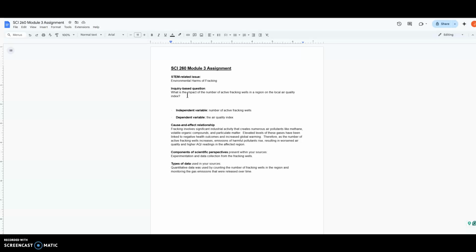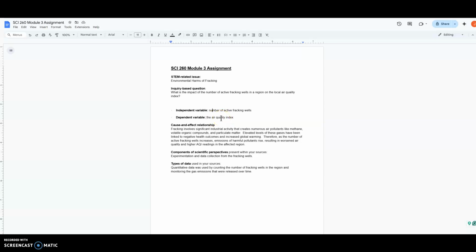So when you're asking your questions, you want to keep asking yourself, could I do an experiment from this? And what would that look like? And then that's where your independent and dependent variables come in. So your independent variable is the thing that you are testing, and the dependent variable is the thing that you're measuring. Independent variables are typically the cause, whereas the dependent variables are the effect. So I am experimenting on the fracking wells, and I am measuring the different gases, the air quality index.